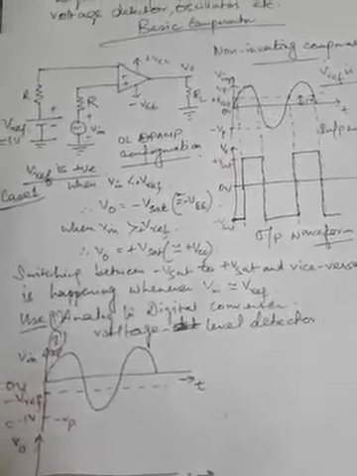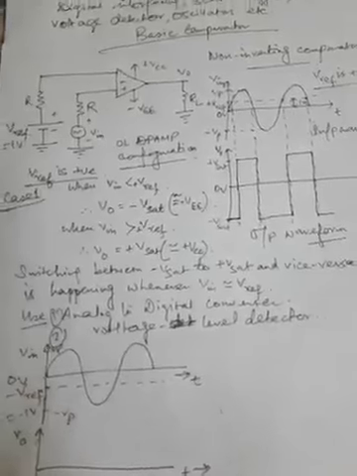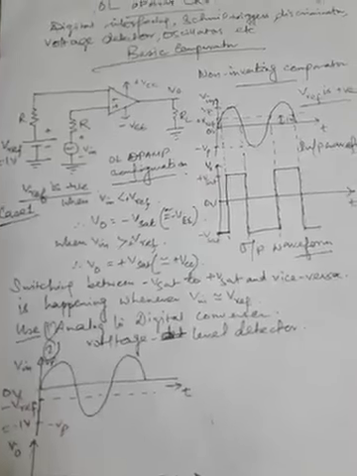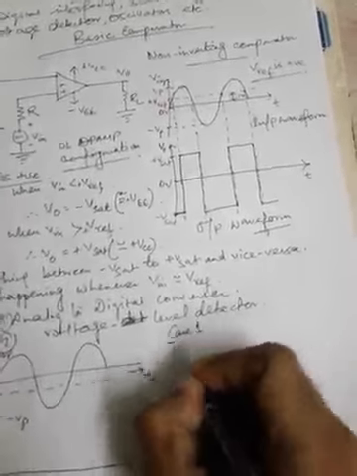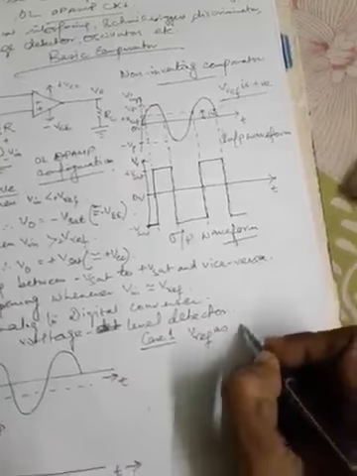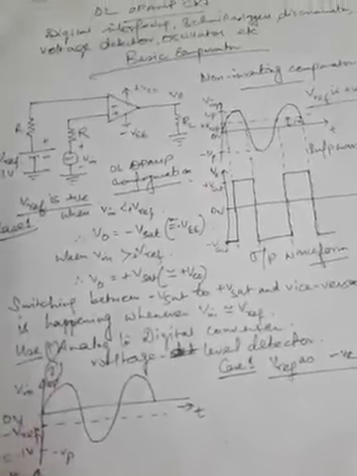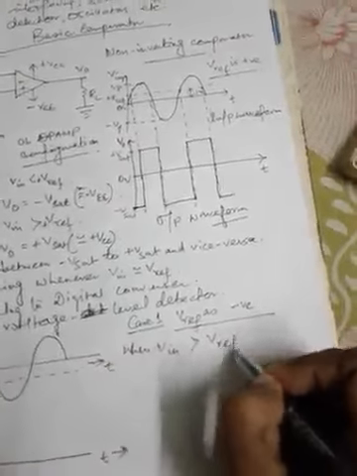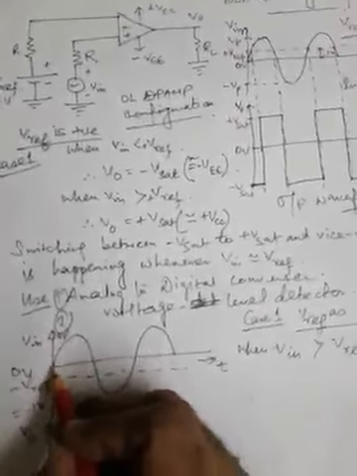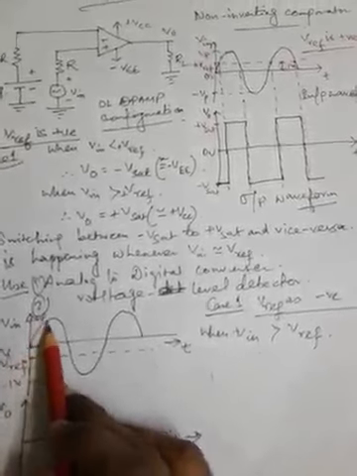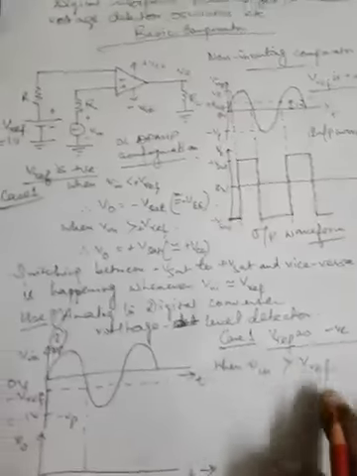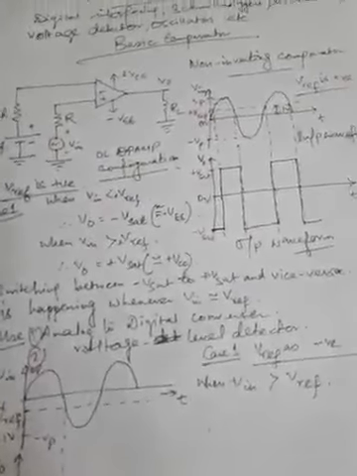Now this minus V reference is being applied with respect to ground, which is negative, with a sinusoidal signal applied to the non-inverting input. The output waveform will be, case 1, when V in is greater than V reference. We have considered V reference as negative. Starting from this 0, for all this time, V in is greater than V reference. Up to this point, what will happen?